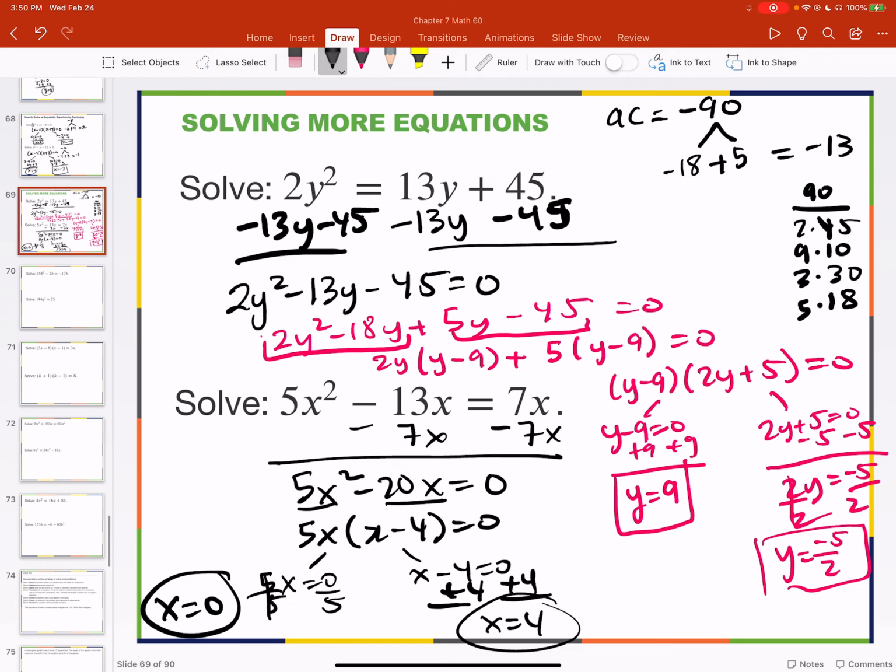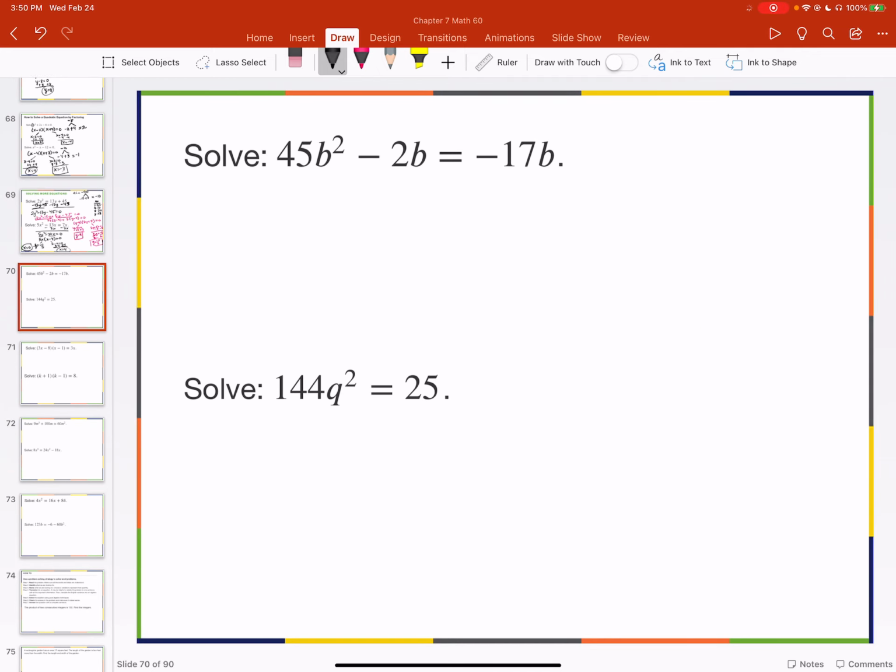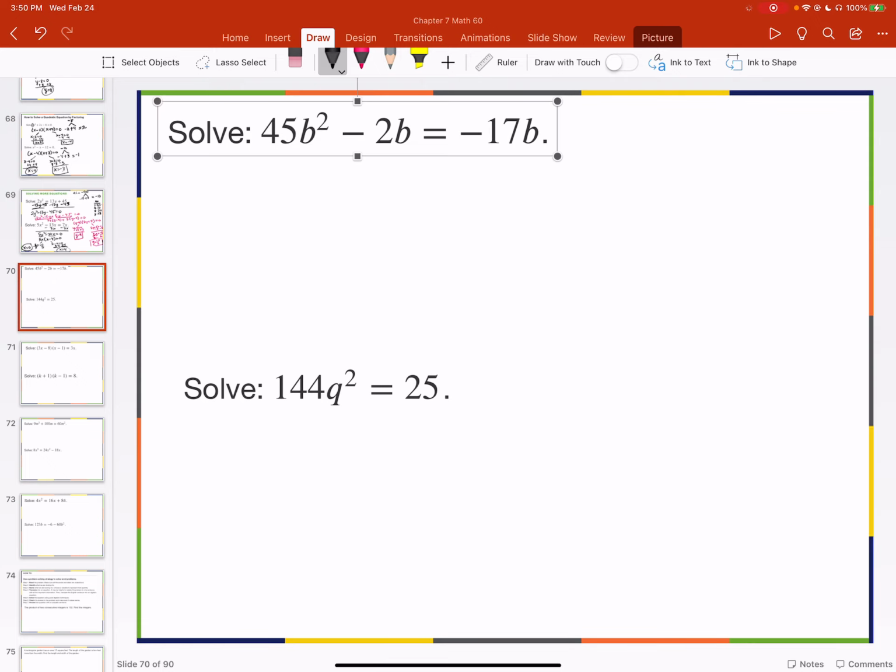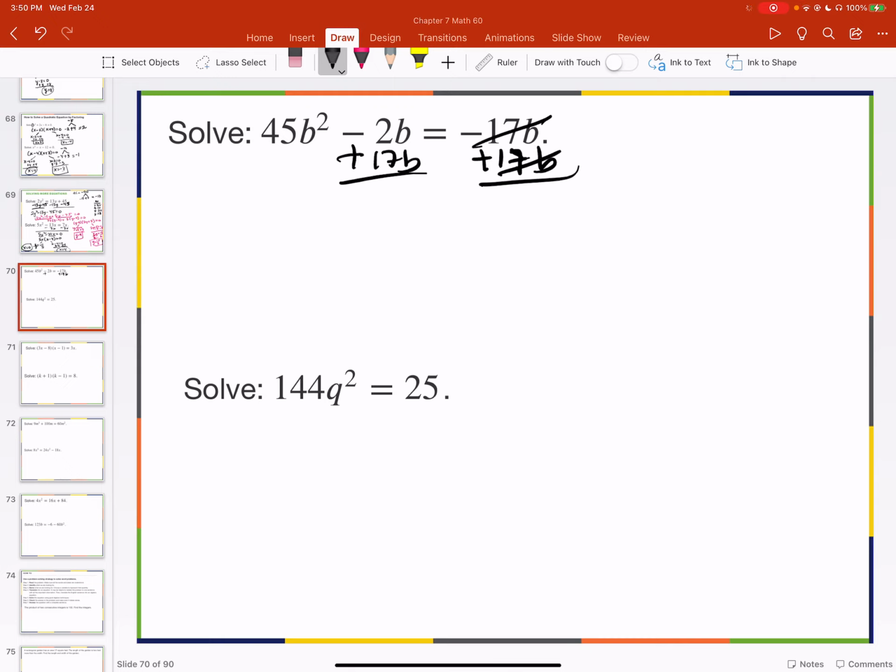Let's do a few more. Here we have 45b squared minus 2b is equal to negative 17b. This is very similar to the one we just did. So let's add 17b to both sides, so we're setting it equal to 0. We get 45b squared plus 15b is equal to 0. GCF is 15b, and we get 3b plus 1 is equal to 0.